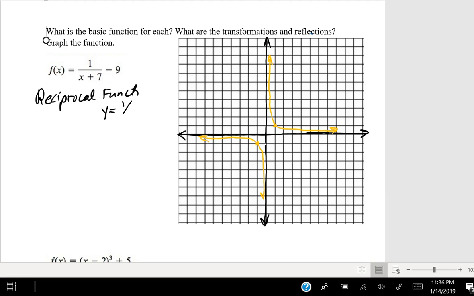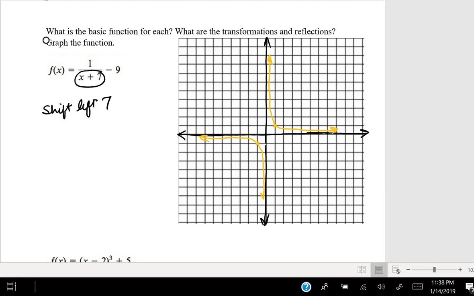Now, let's look at our function. First, I'm going to look for any reflections. Reflections would be negatives in front of either the x expression or in front of the x variable by itself. So I don't have any reflections. Next, I want to look for any horizontal shifts. So, since we have no reflections, we can look at the x expression. And if it has a plus 7, that means we're going to shift left 7. Okay?